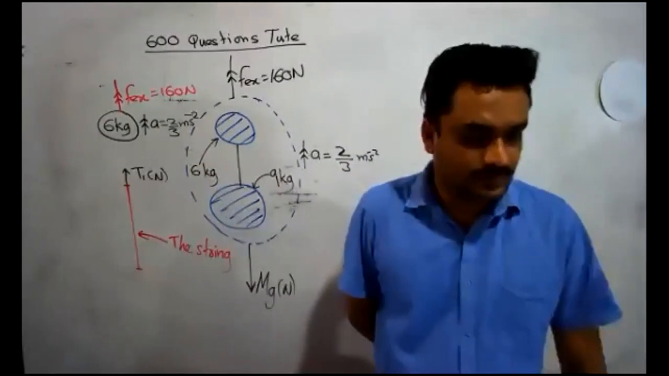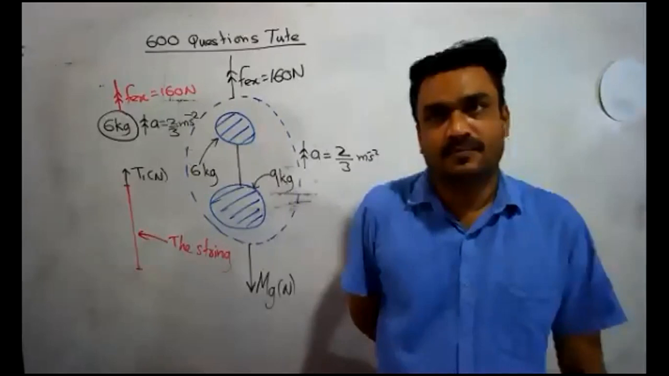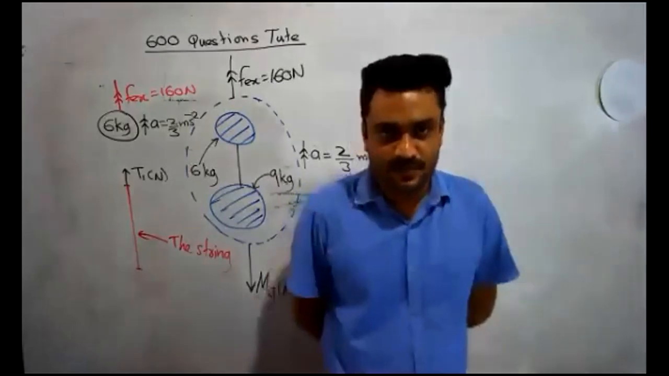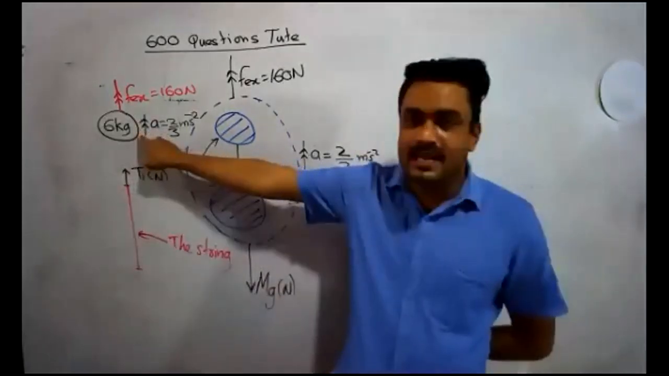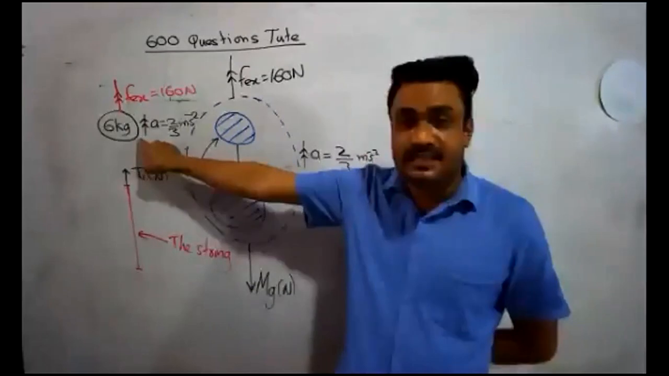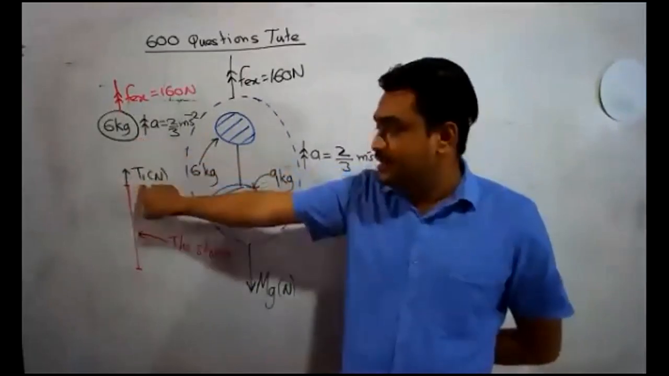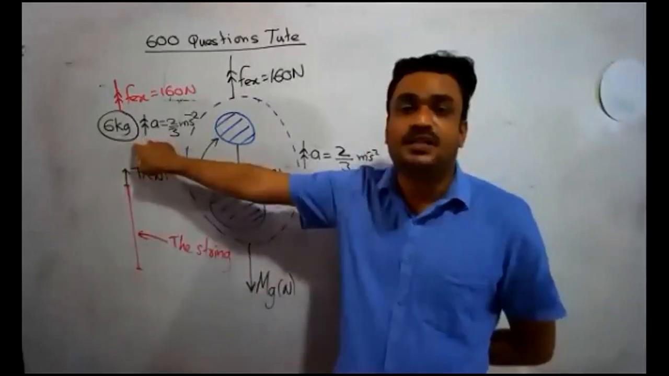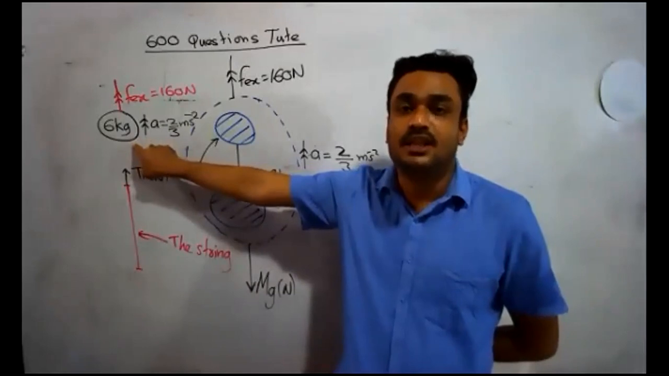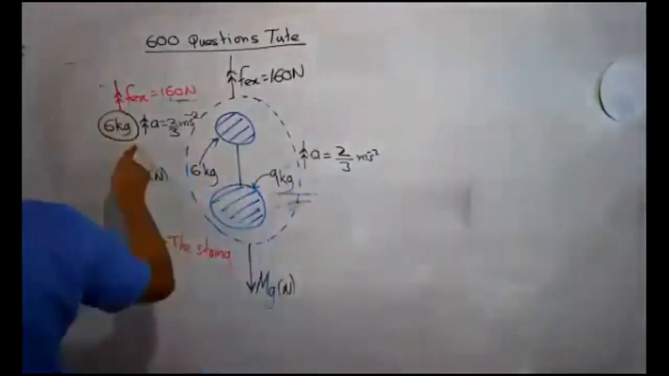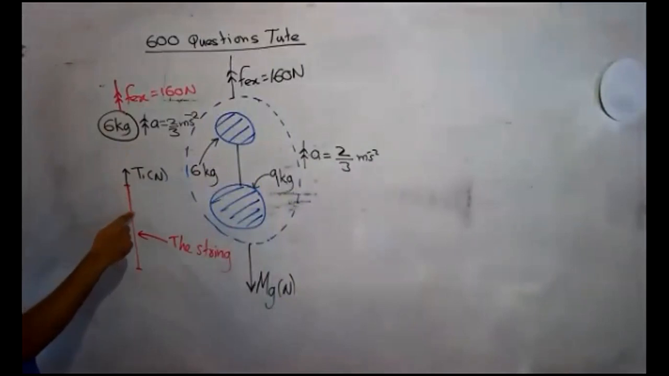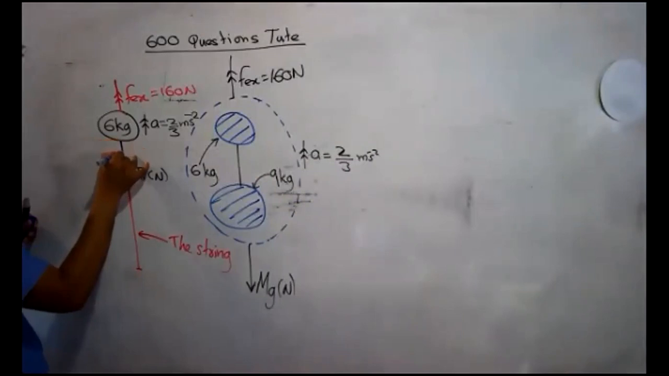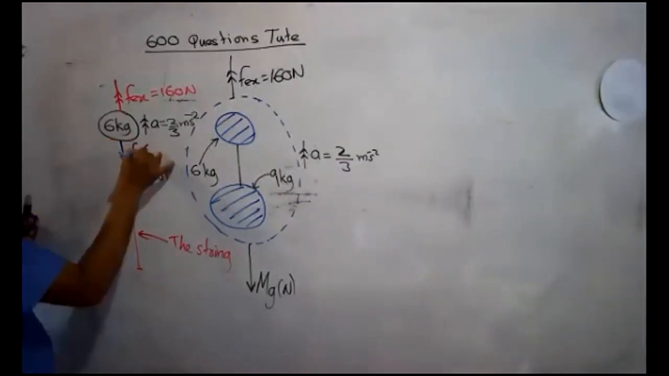Newton's third law of motion. Every action has equal and opposite reaction. So if the 6 kg object gives a force of T1 Newton to the string, the string should give an equal and opposite reaction force to the 6 kg object. The equal and opposite reaction force given by the string to the 6 kg object, let me mark it as F1.